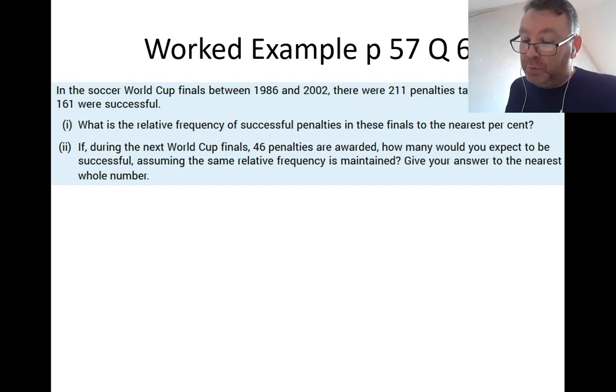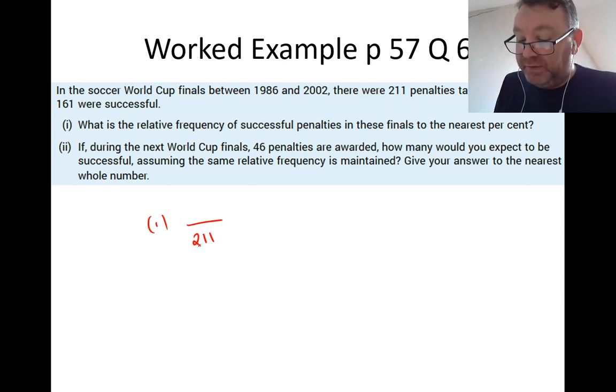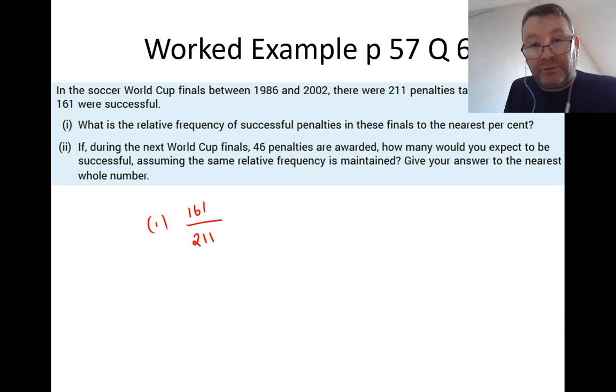In the Soccer World Cup, between 1986 and 2002, there were 211 penalties taken. Of these, 161 were successful. What is the relative frequency of successful penalties? Well, first of all, how many penalties were there? There were 211. Of these, 161 were successful. That's your relative frequency. From the past data, that fraction is the fraction by which we're able to predict how many penalties we may score in the future. So part 2.